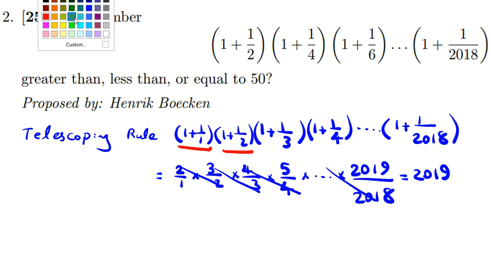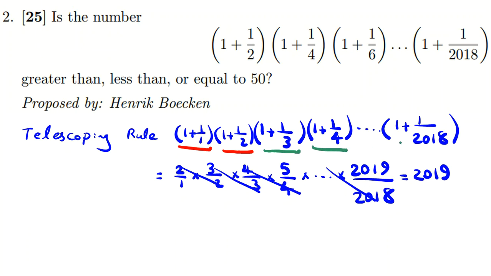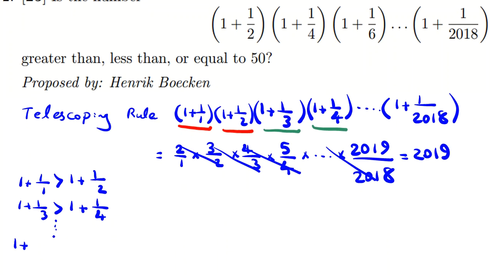Now, if we check each of them, this one and the next one, let me show, for example, with green, this one with the previous one. We will see 1 plus 1 over 1 is greater than 1 plus 1 over 2. The first one is greater. 1 plus 1 over 3 is greater than 1 plus 1 over 4. And the last one, 1 plus 1 over 2017 is greater than 1 plus 1 over 2018. So if we call this one A, and the other product B, we will see B is greater than A.